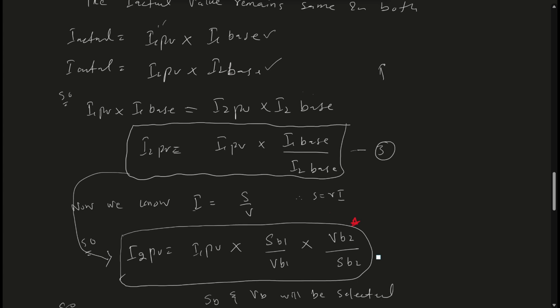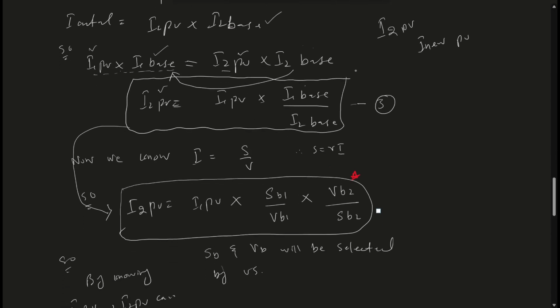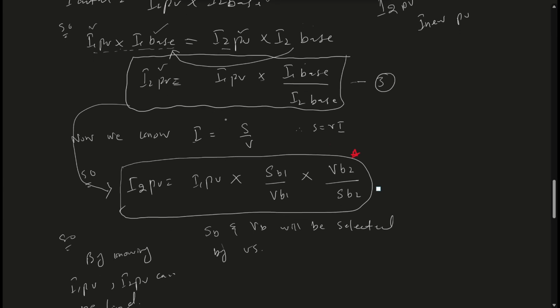So the new value is I2 per unit, or I can say I new per unit. So I will leave I2 per unit as it is here, and I'll shift I2 base to the left side, and it will be divided. So I2 per unit is equal to I1 per unit multiplied by I1 base and divided by I2 base. So it comes here and it will be in the denominator. So this is the equation we got for the new value of current from system 1 to system 2.